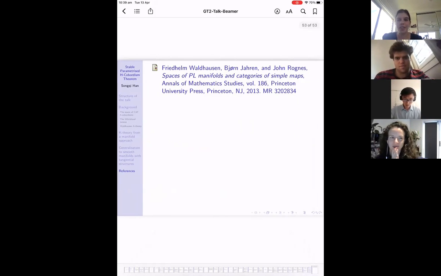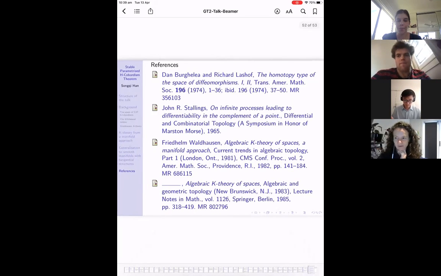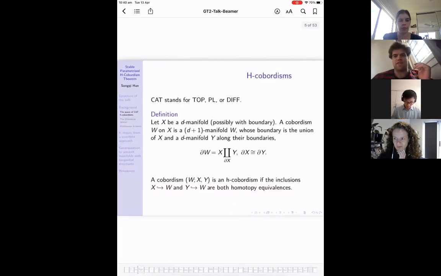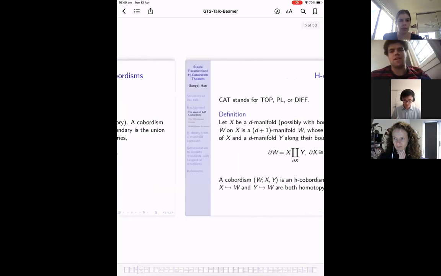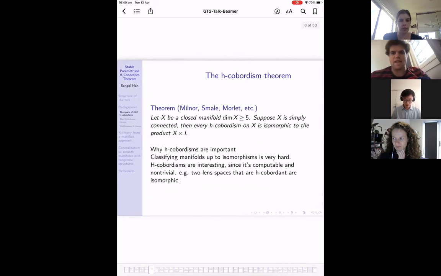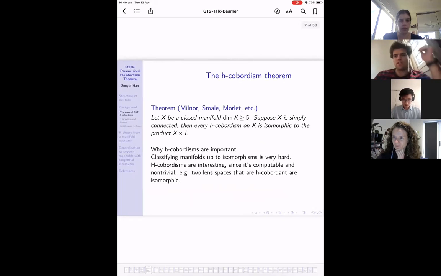Are there any questions? I just have one. At the start, you mentioned that classification up to h-cobordism sits between various levels of classification. What is the reason that you care about having this intermediary step? What features do they capture?